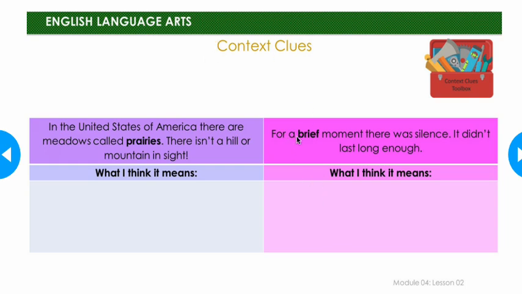Over here, this says, for a brief moment there was silence. It didn't last long enough. If I'm not sure what the word brief means, I know that it says it was a moment. I know a moment isn't very long. In fact, the author goes on to say it didn't last long enough. So I would say a brief moment is maybe a pause for like 2 or 3 seconds. So not super long, but just long enough. Like there, I gave a brief pause to show you what I meant.